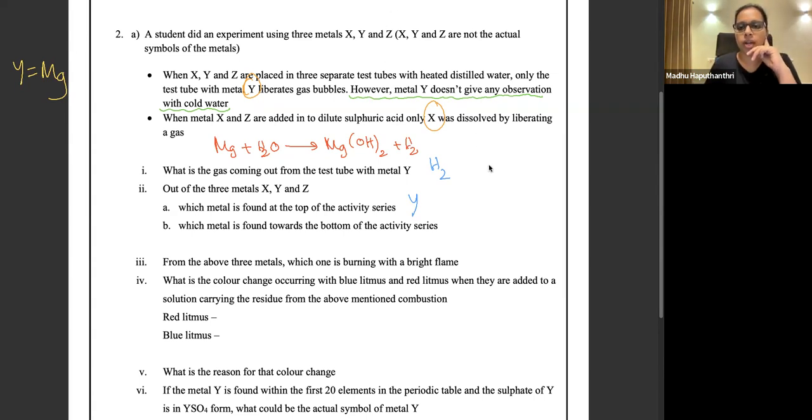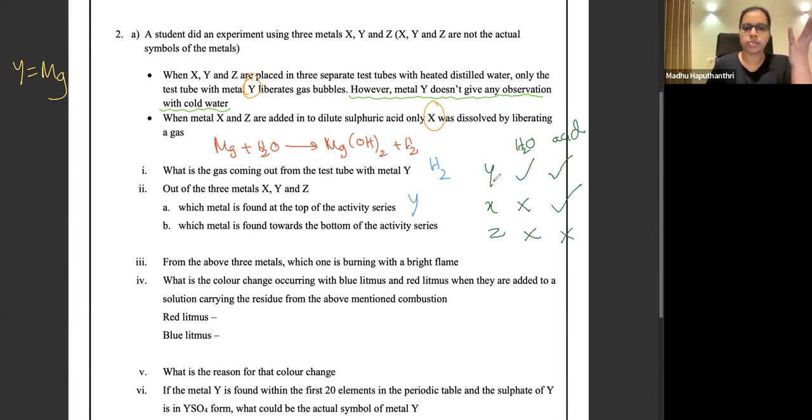Now if I put a small chart here, Y, X and Z with water and with acid. Y is reacting with water, with hot water it's reacting. With acid, obviously it is reacting. We don't want extra information for that. X is not reacting with water, but it's reacting with acid. Z, nothing. Then the one at the top of the activity series means the most active one.